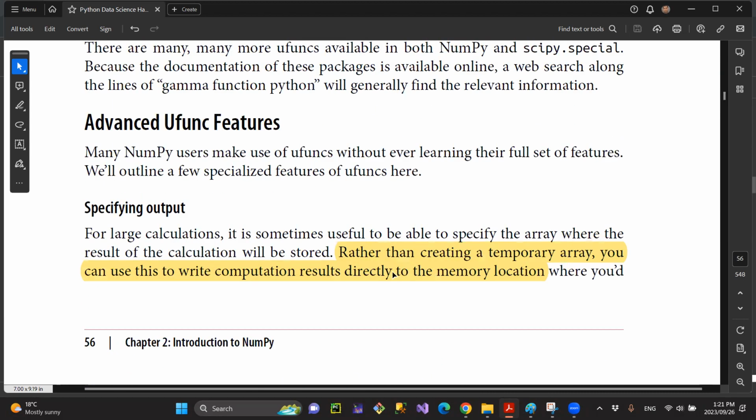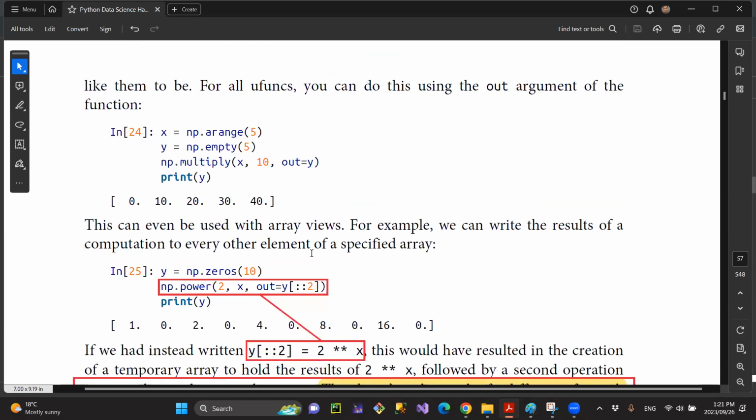The thing is, rather than creating a temporary array, which happens when you say y is equal to something, you can use this to write computation results directly to the memory location. So when you say out equals y, it means bring it directly. Don't use any temporary array when you use this one.